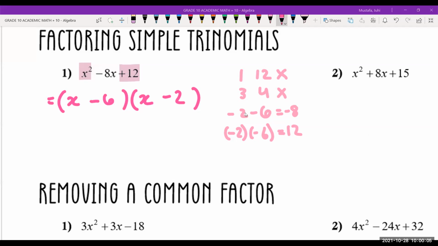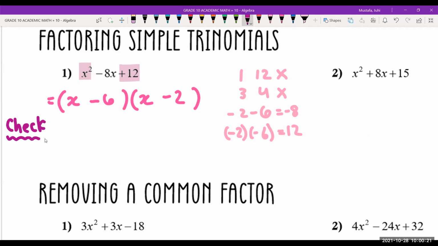For checking. Okay, so we've established that our numbers have to be 2 and 6. When we add or subtract them, we get -8. When we multiply them, we get 12. How can we make sure that this is indeed correct? What we can do is, and by the way, this is our answer, we can go ahead and check our answer.